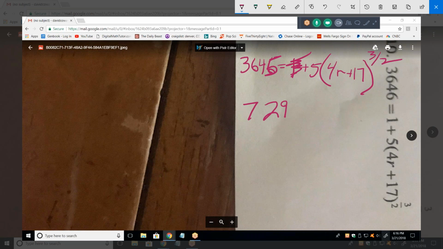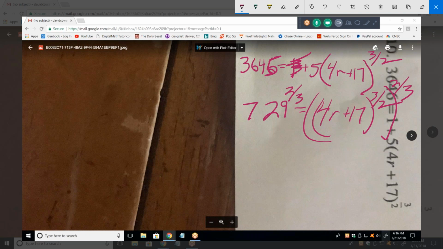Let's see, 5 goes in 7 times, 14. That's twice, remaining 4, 45 goes in 9 times. Okay. And now you do the reciprocal thingy again. Tell me exactly what to do. So you do 729 to the power of 2/3. And then you put the (4r plus 17) to the power of 3/2 to the power of 2/3.